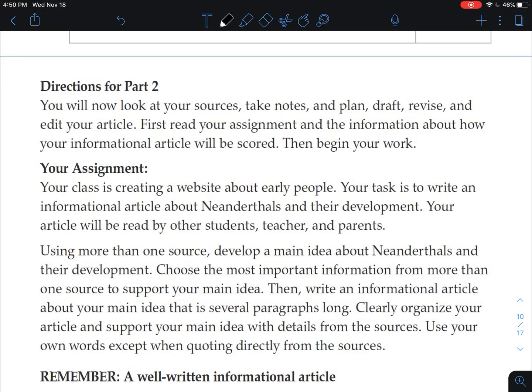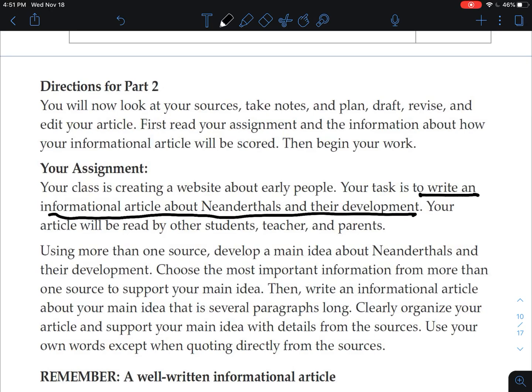All right, fourth graders, finishing up the model of our first informative writing assessment. Yesterday, you remember in class, we talked about that after you're finished taking notes, the next step will be reading the directions for part two, which is going to explain in a little more depth what you're going to be writing about in your 5-paragraph essay. And remember, we discussed that the assignment is to write an informational article about Neanderthals and their development.